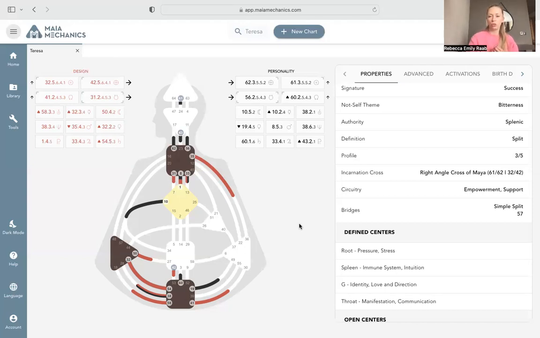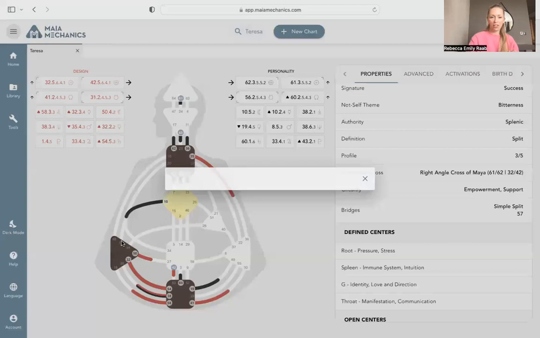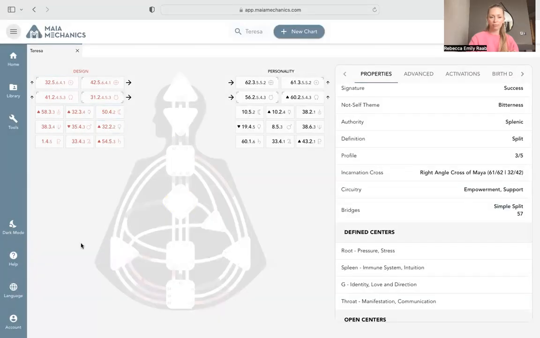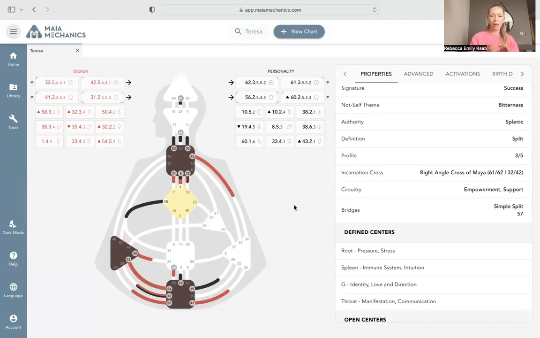So when we look into your not-self, the biggest point of conditioning for you as a simple split or a small split definition is the 57th gate. So this 57th gate being here within the chart, that 57th gate, we go back, here we go. That 57th gate being in the now, instinctual, intuitive knowing in the now.